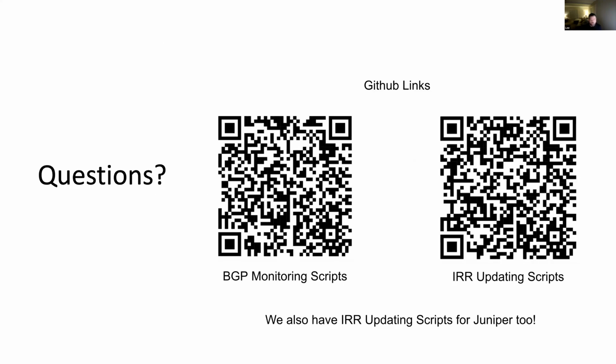And that's it. I think Ben and I are both known for talking really fast, so apologies. We've rattled through this really, really quickly. But yeah, any questions? Here are the GitHub links to the RR updating scripts as well as the BGP monitoring ones. In my GitHub repo, you can also find a Juniper version of the RR updating script, as I'm currently tinkering with Juniper to add to the network also.